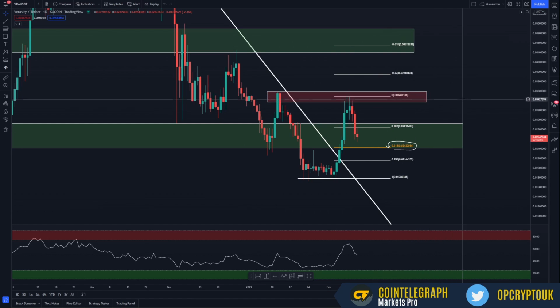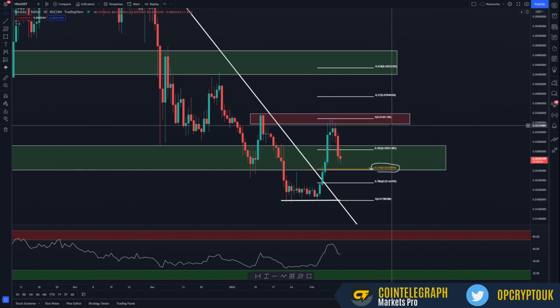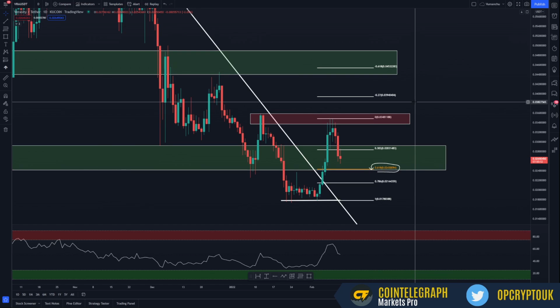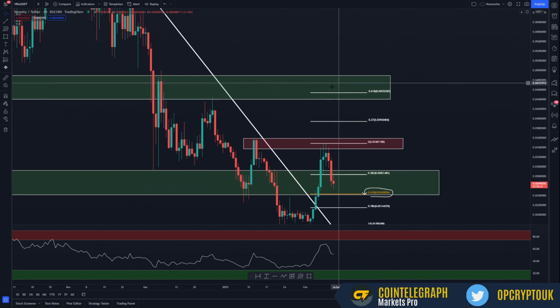So we'll mark it as red. That's an area where I personally would look to take profits. So that's 0.0348. I think it's a decent area to target. And then obviously above here, we've got that next level of resistance.